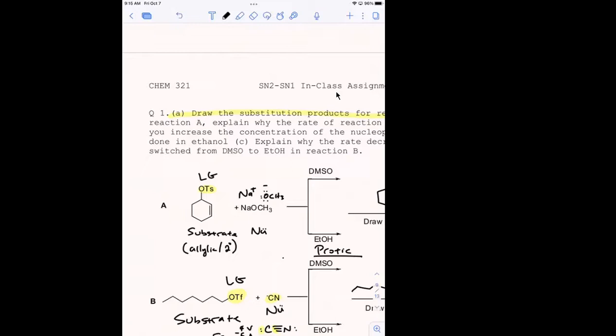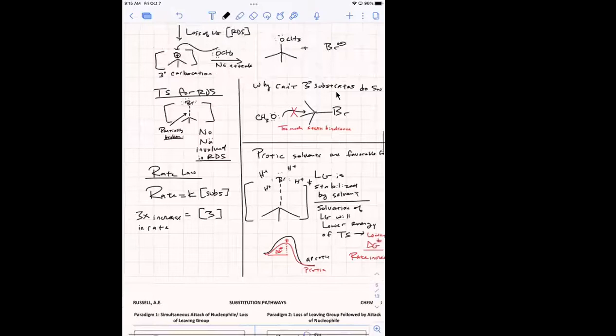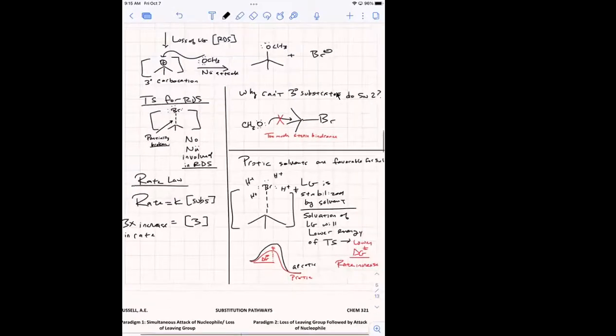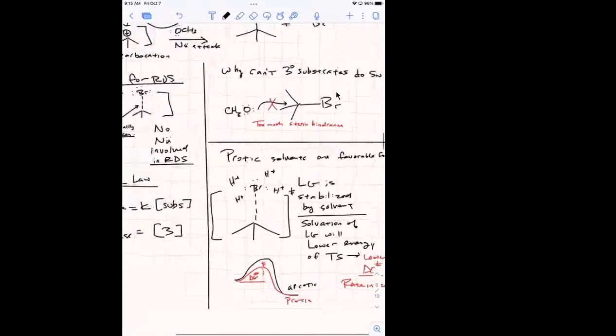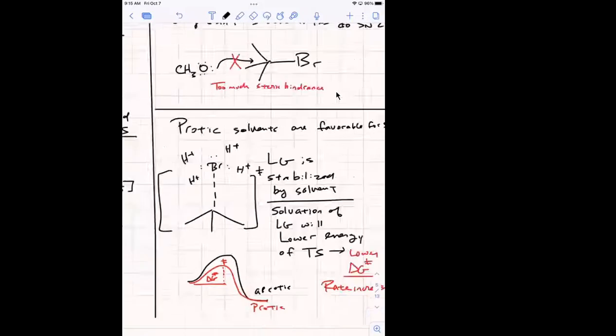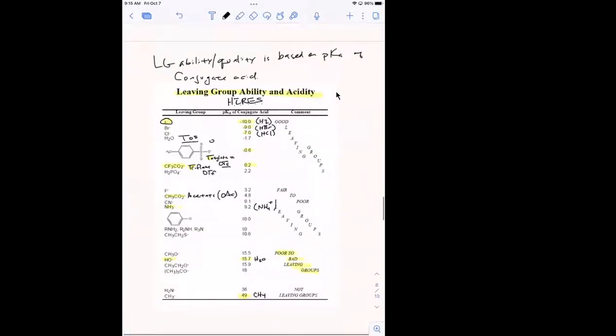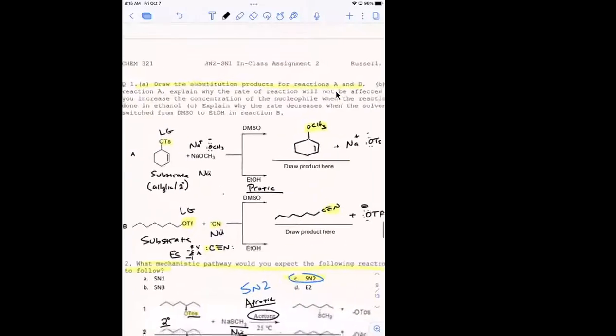So for an SN1 reaction, protic solvents help speed it up. Remember, we talked about that here. If it's SN1 and you do it in a protic solvent, the solvent is going to solvate the leaving group and stabilize it, and that's going to increase the rate. So when we get down to here, let's read the question again.